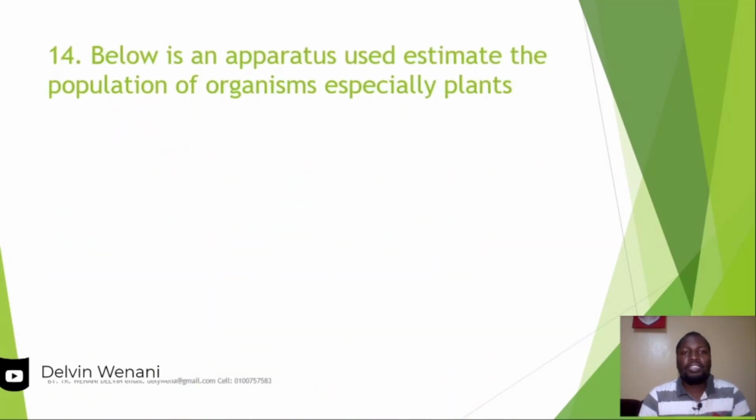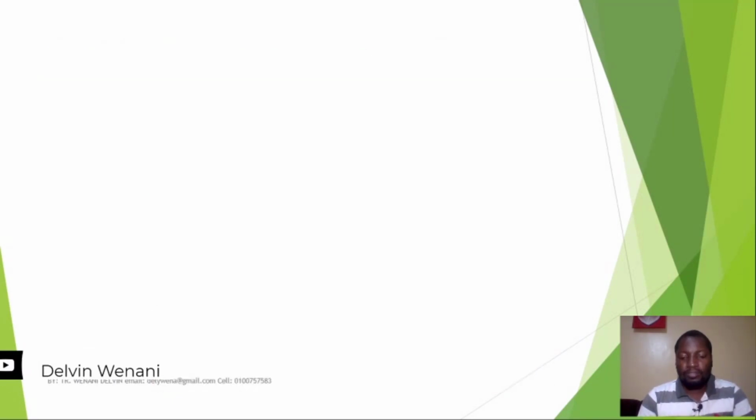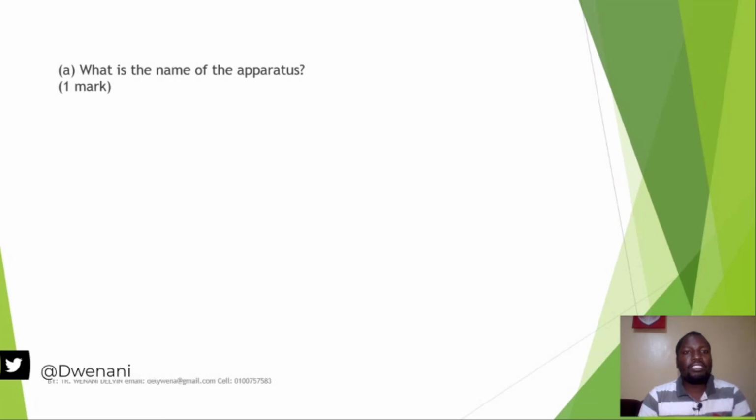Now below is an apparatus used to estimate the population of an organism, especially plants. That is the apparatus, and we all know this apparatus. This one is the quadrat. So the first question, what is the name of the apparatus? This one is a quadrat.